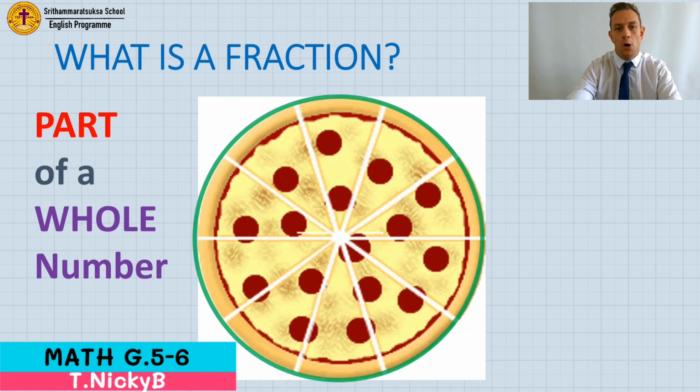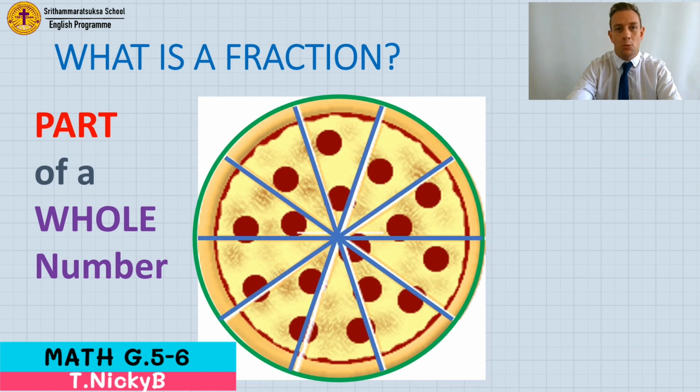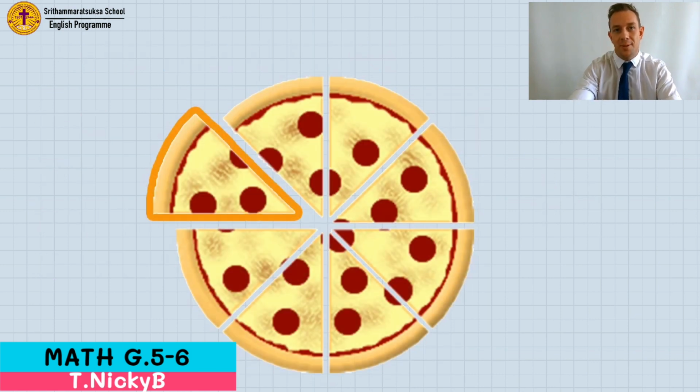Over here we have a whole pizza, but our pizza is sliced into 8 equal parts. And we can say that 8 parts make up a whole pizza. We can write that as a fraction as 8 over 8. But what happens if we're talking about just one slice of pizza? Well, we could write this as a fraction as 1 over 8. Let's take a closer look at this fraction.